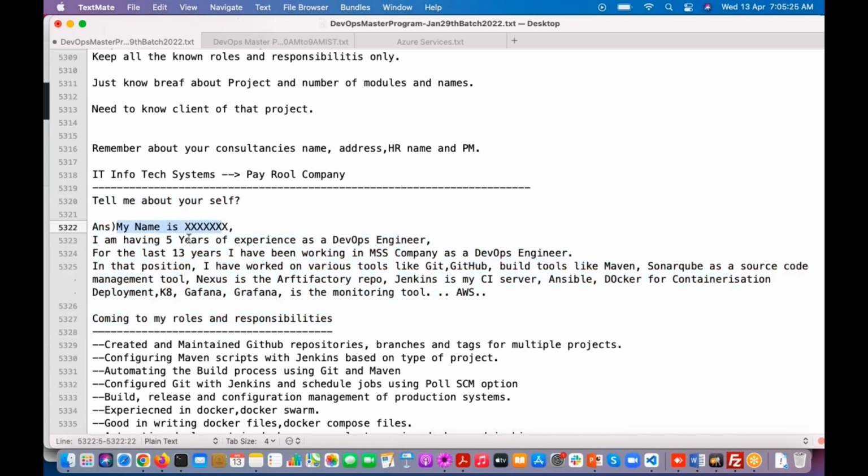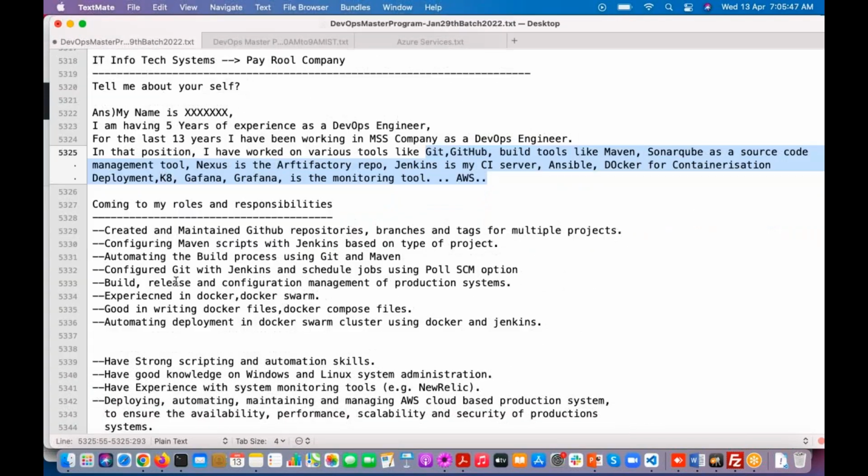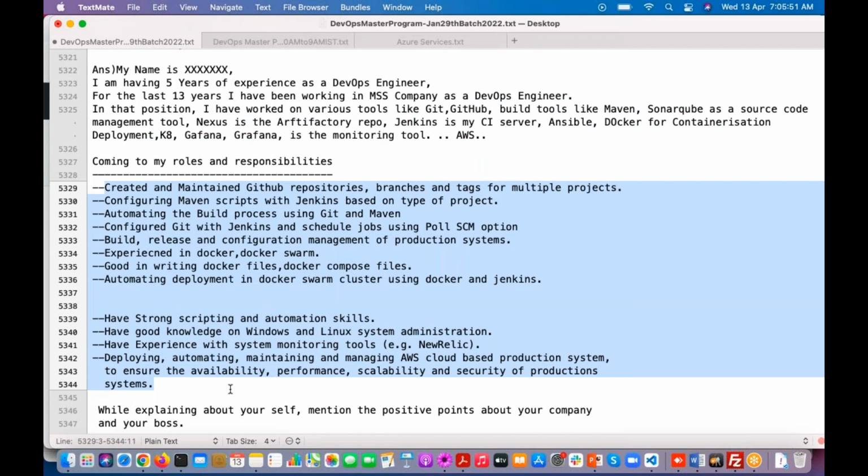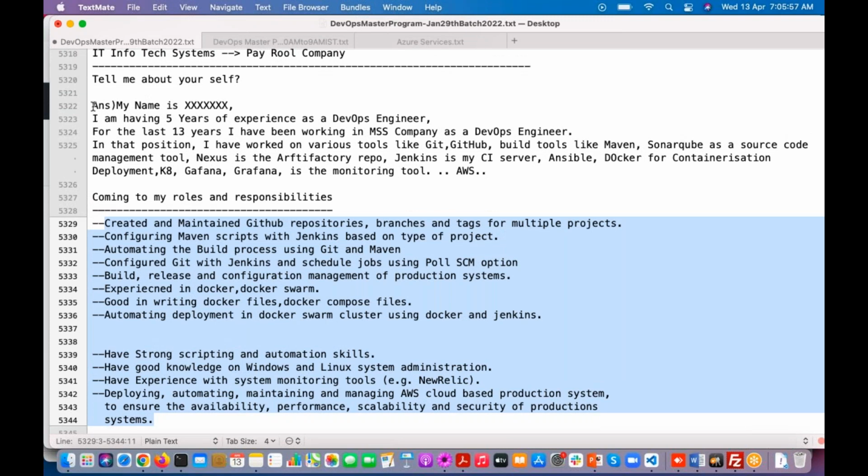My name is so and so. I have this many years of experience as a DevOps engineer. For the last couple of years, I have been working in so and so company as a DevOps engineer. In that position, I have worked on various tools, and you can specify all the tools you know. Coming to my roles and responsibilities, here I have mentioned some sample roles and responsibilities. Guys, this is the format which I have prepared for myself. You can follow the same way or prepare your own way.